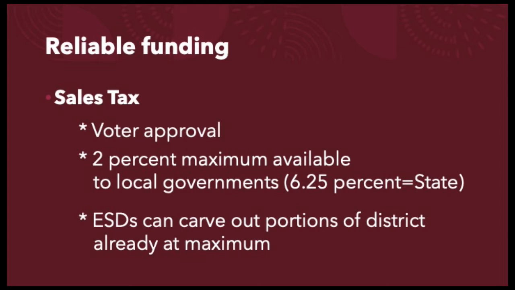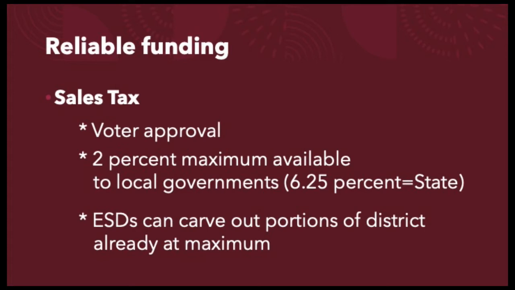ESDs can also collect sales tax with voter approval. The maximum sales tax that can be collected in Texas is 8.25% on taxable purchases. 6.25% goes to the state of Texas. The remaining 2% is available to local jurisdictions, such as ESDs, usually on a first-come, first-served basis. In most jurisdictions, if any portion is at the 8.25% maximum, the jurisdiction is barred from collecting sales tax.